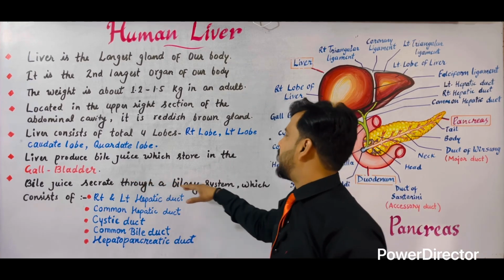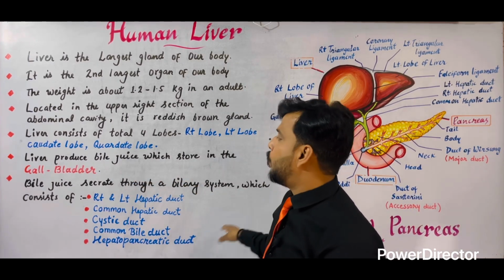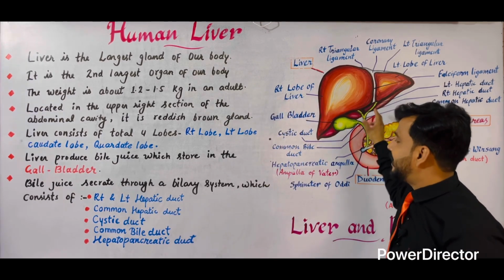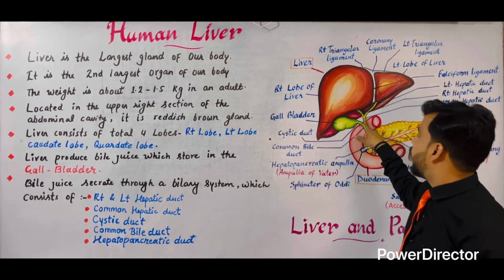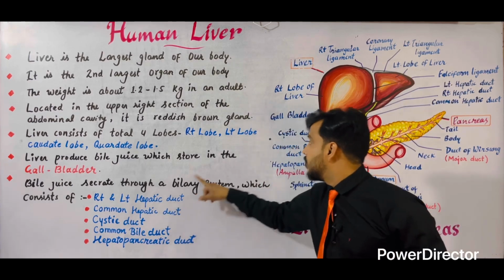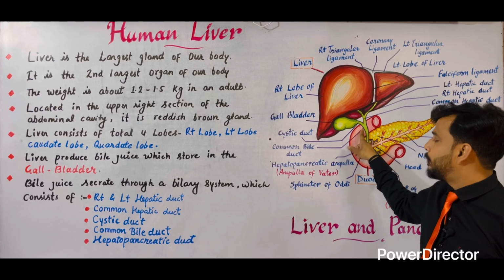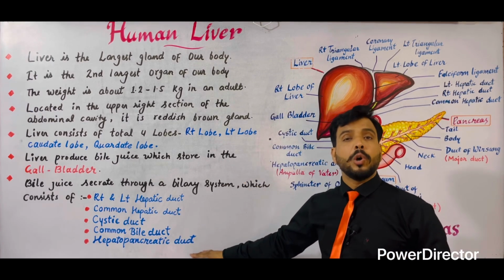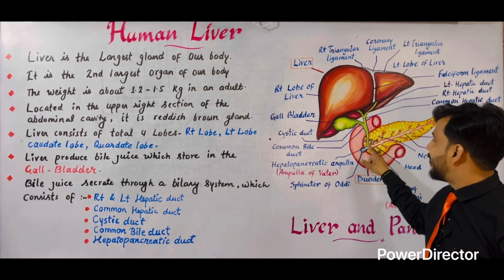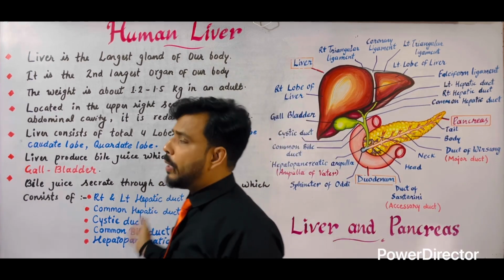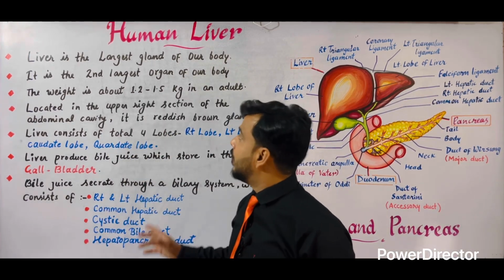The bile juice is secreted through the biliary system or the biliary tree, which consists of the following components: the right and left hepatic duct, as you can see here. Common hepatic duct, this is the common hepatic duct. Cystic duct, so this is the cystic duct. The common bile duct, this is the common bile duct. And the hepatopancreatic duct or ampulla, which opens into the duodenum. So it was all about the general information about the liver.